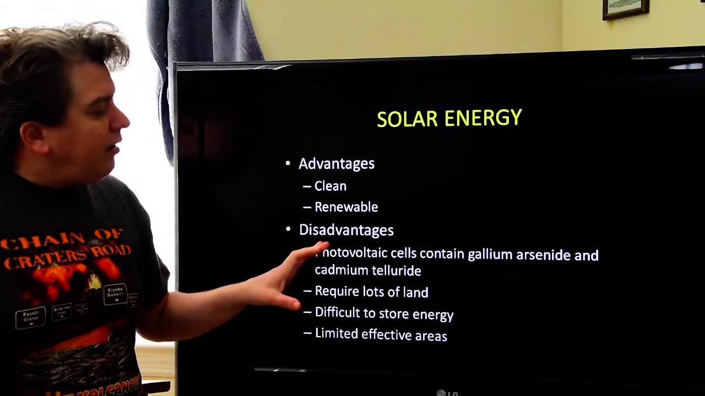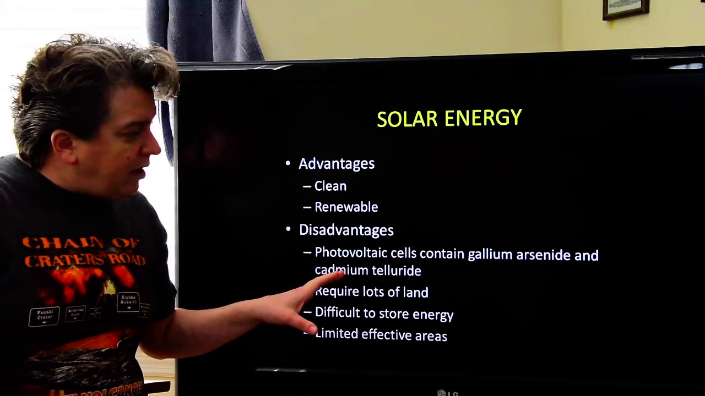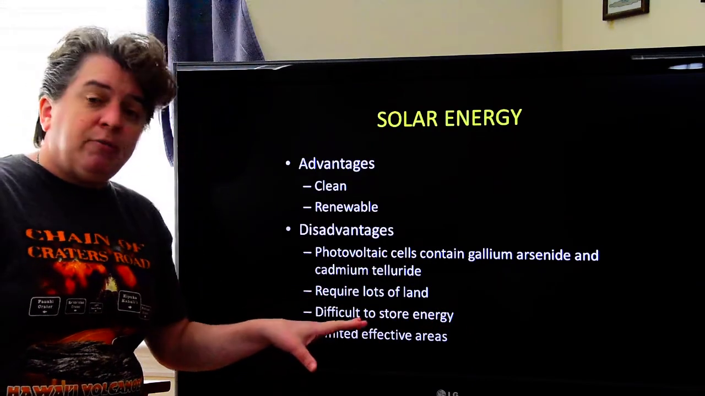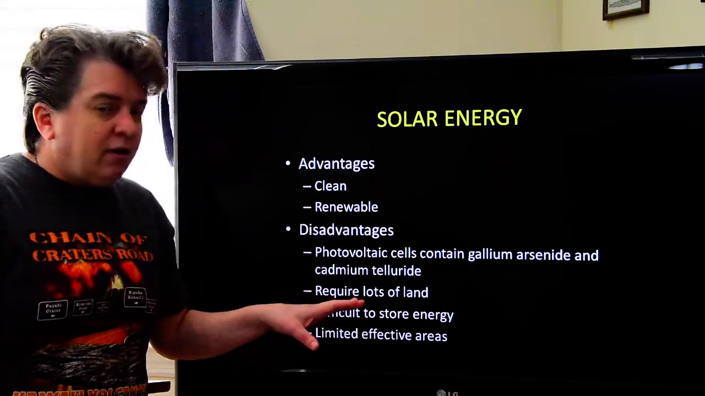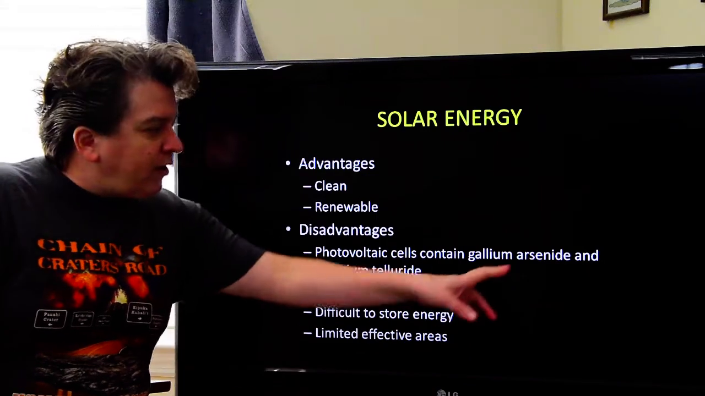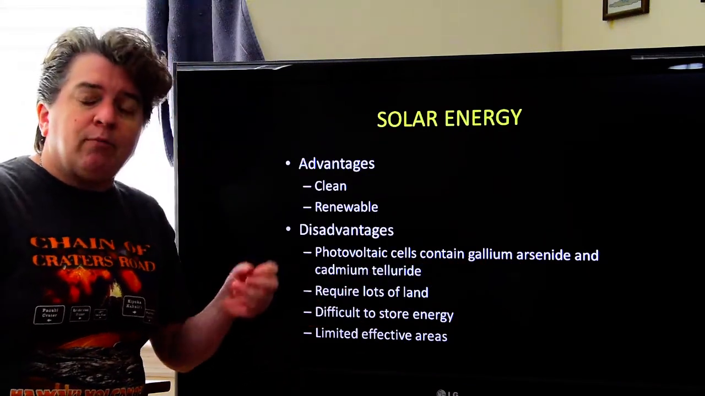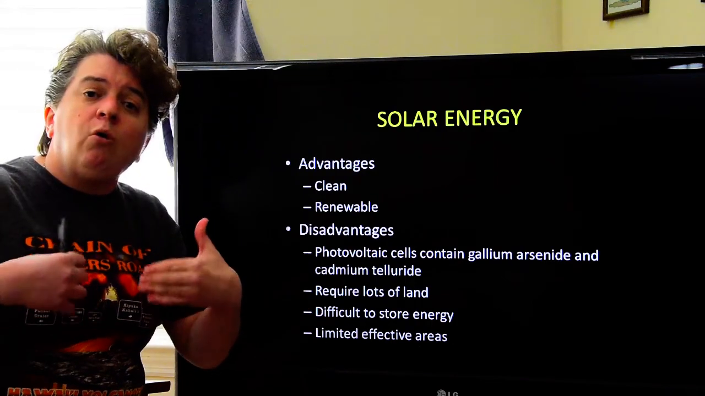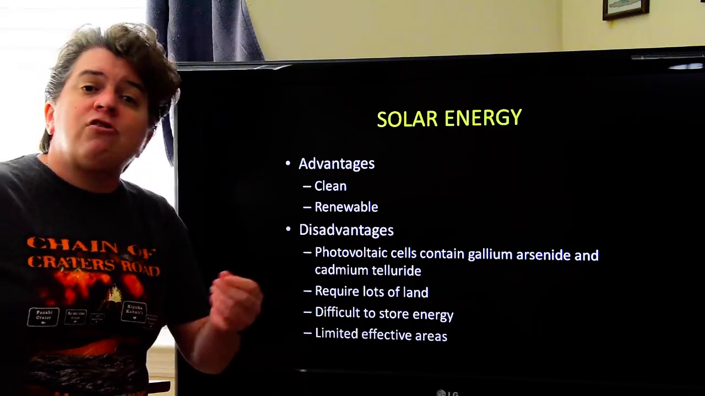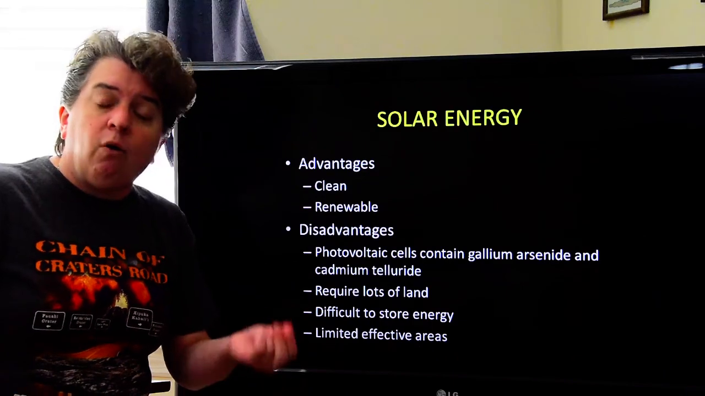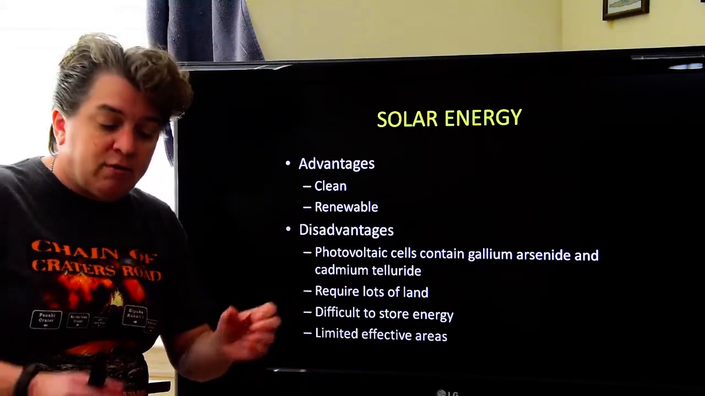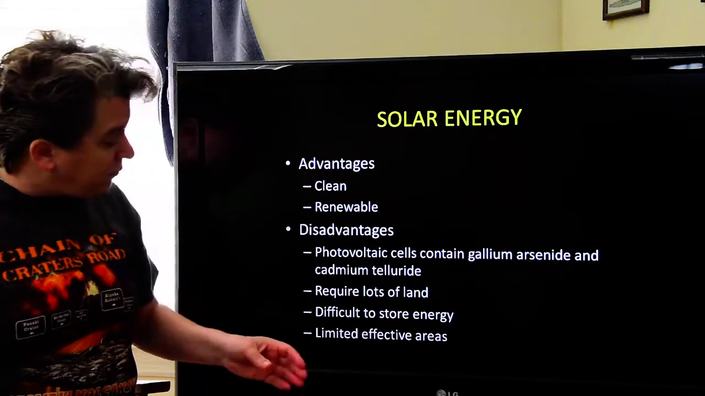However, those photovoltaic cells contain things like gallium arsenide and cadmium telluride, which are not good, right? One has arsenic in it, one has cadmium, a heavy metal. So what that means is when your photovoltaic cells no longer work, you can't just dump them anywhere or those pollutants could get into the environment. So you have to be really careful how you dispose of them.